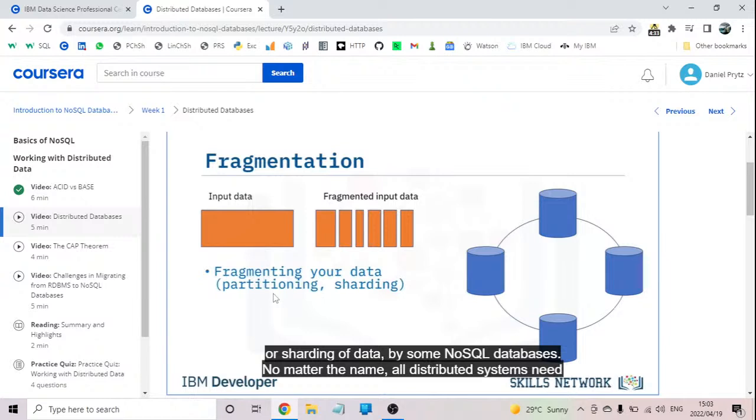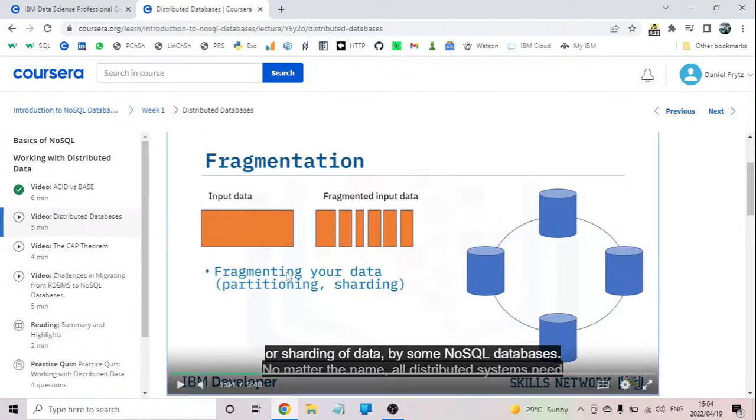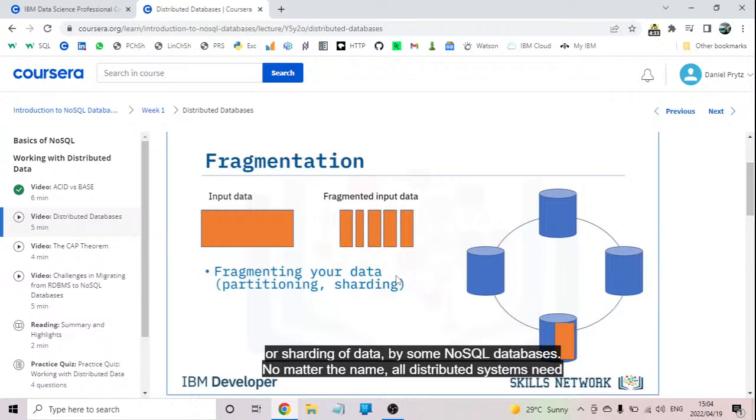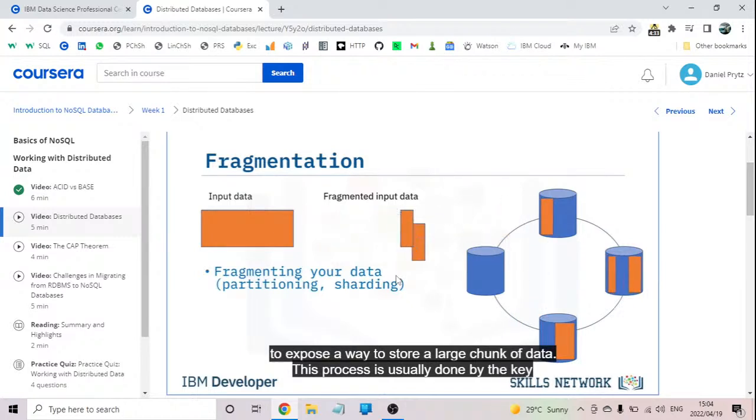Fragmentation is also called sharding of data. Okay, so this is pretty good. Pretty happy with this, actually. No matter the name, all distributed systems need to expose a way to store a large chunk of data by key.